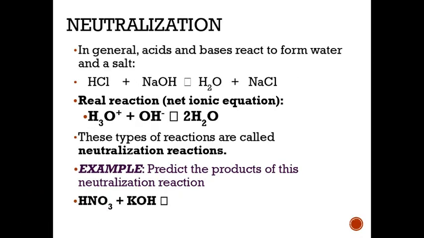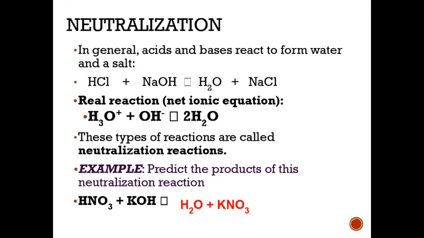Now we're moving to neutralization reactions, where acids and bases actually cancel each other out. The key insight is that while the molecular equation shows HCl plus NaOH making water and salt, the net ionic equation reveals what's really happening. The hydronium ion and hydroxide ion combine to form water molecules. That's the heart of every neutralization. For your example, HNO3 plus KOH follows the same pattern. Proton from the acid meets hydroxide from the base, they form water, and the leftover ions create potassium nitrate salt. Can you predict those products?